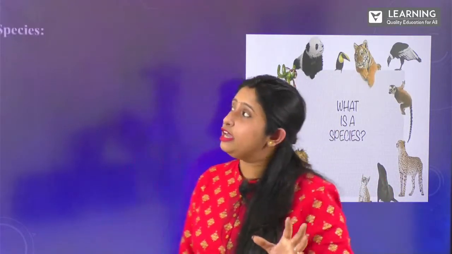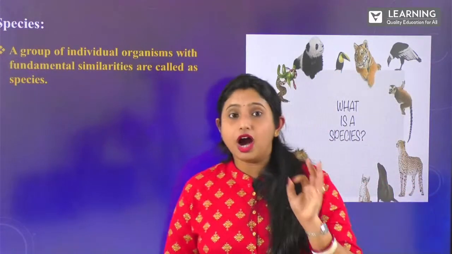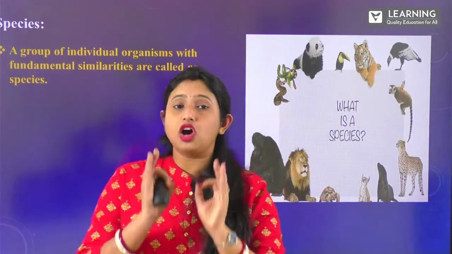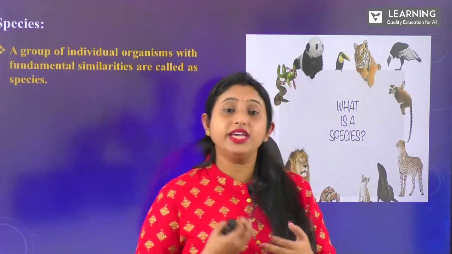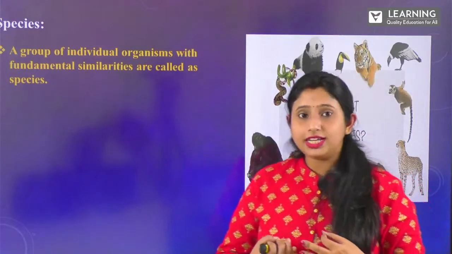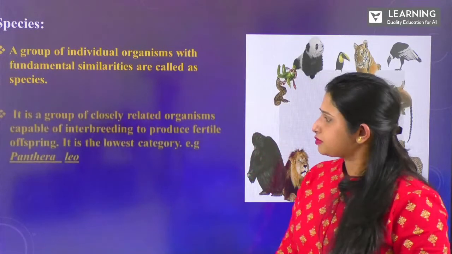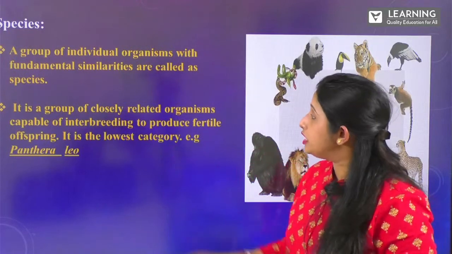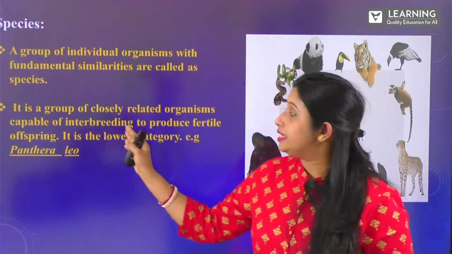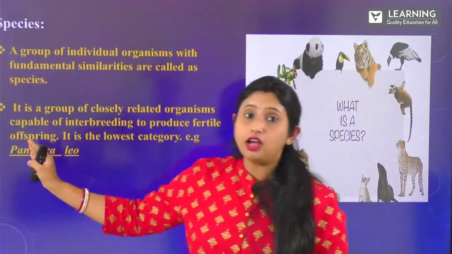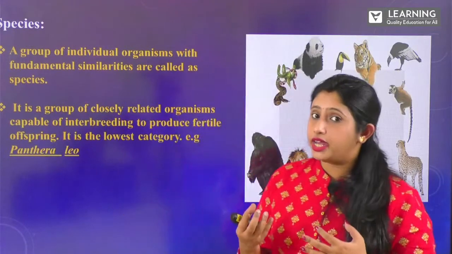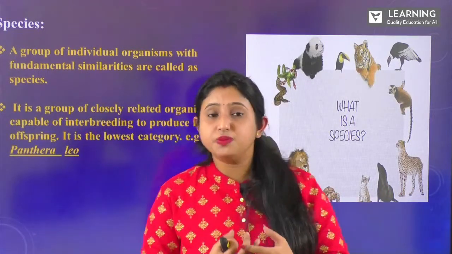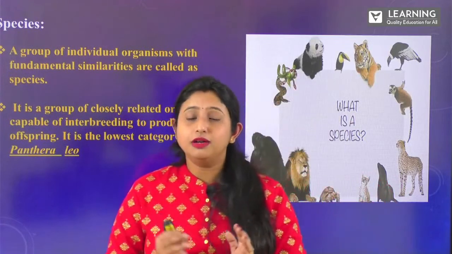So species is nothing but a group of individual organisms which are characterized based on their similarities. Based on their similarities, we can categorize the living organisms. Clear? This is your species. Now, next definition you can write down for species: it is a group of closely related organisms capable of interbreeding to produce fertile offspring. So these are the groups which can reproduce and produce offspring. All the similar organisms are categorized into one group. That is nothing but your species.